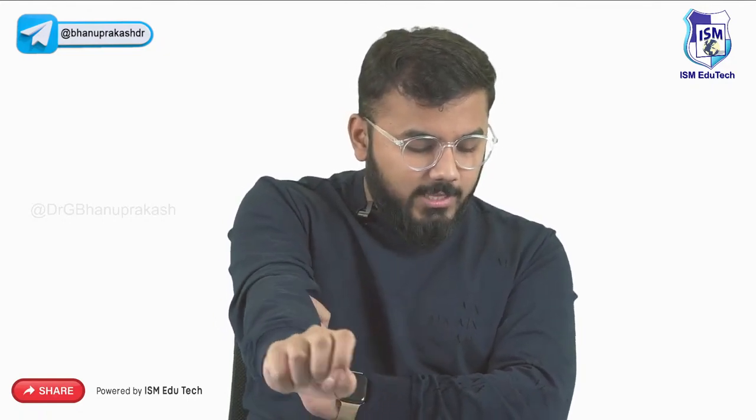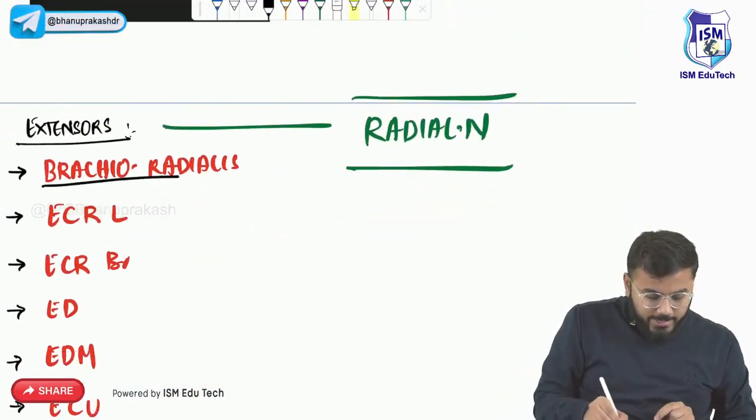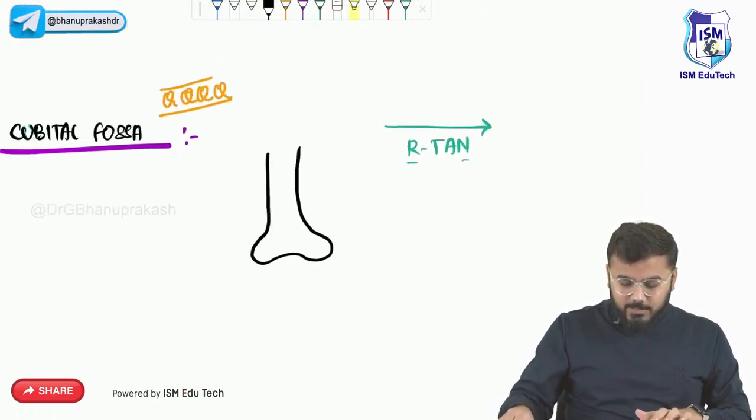Excellent. Very good. It is pronator teres. Very good, Gohita, it is pronator teres. And in the same way, in the extensor compartment also, we have discussed the first muscle. What is that? Look here, brachioradialis. Brachioradialis is the first muscle, right?